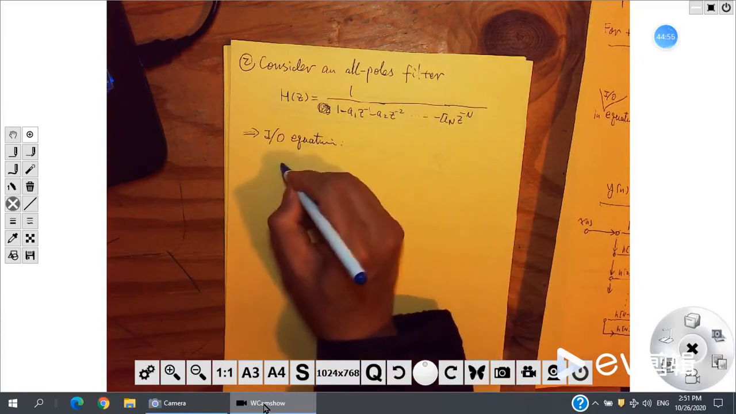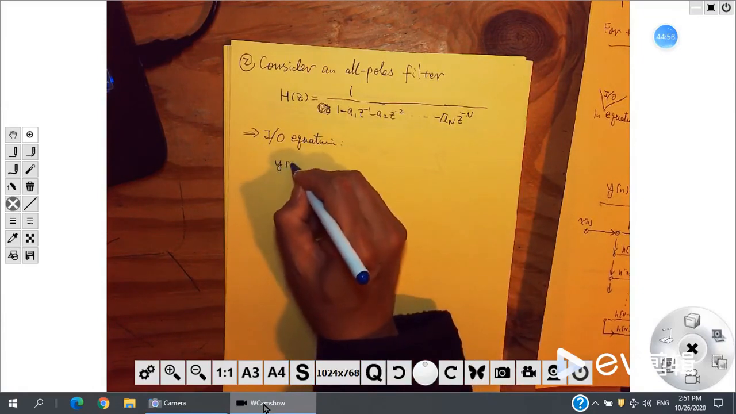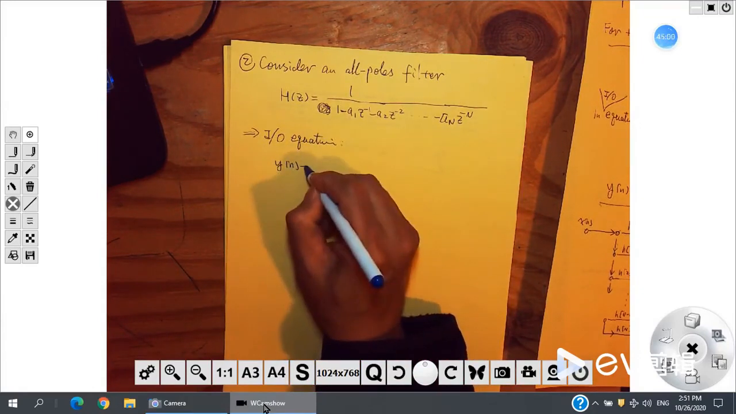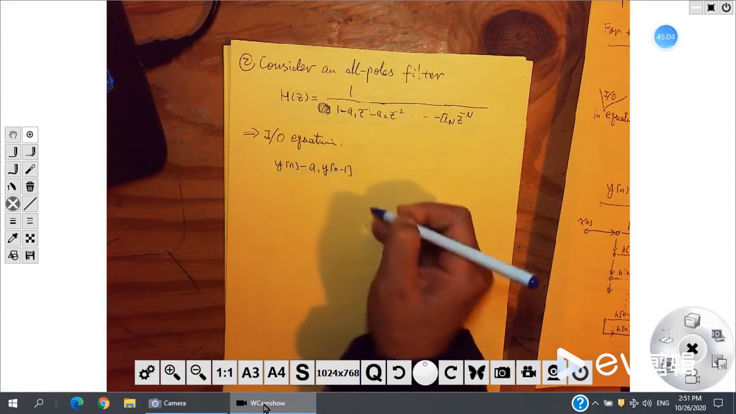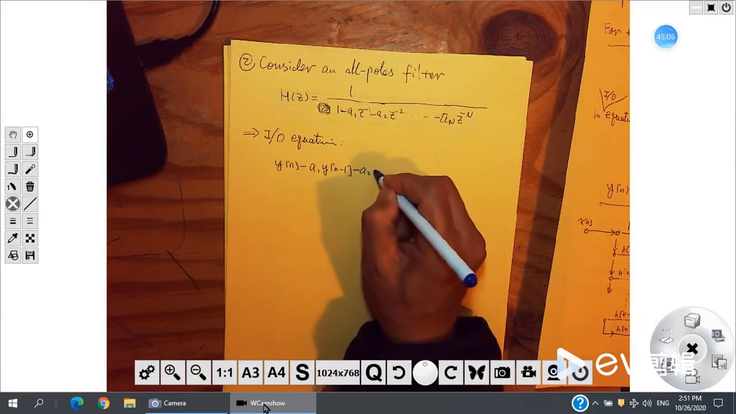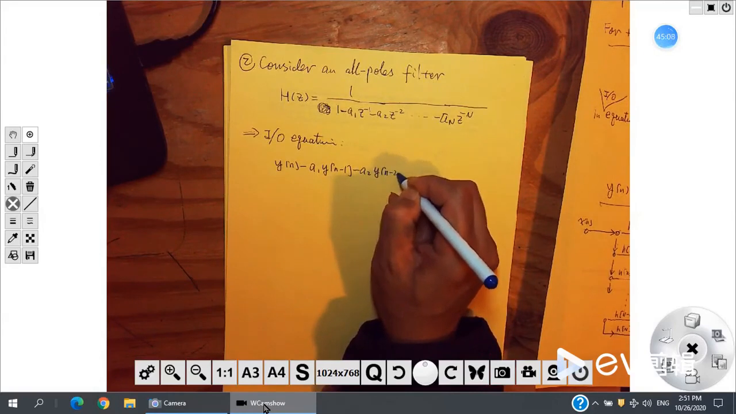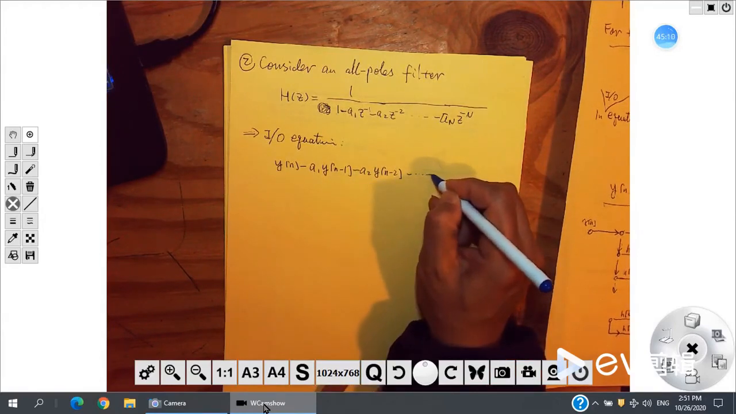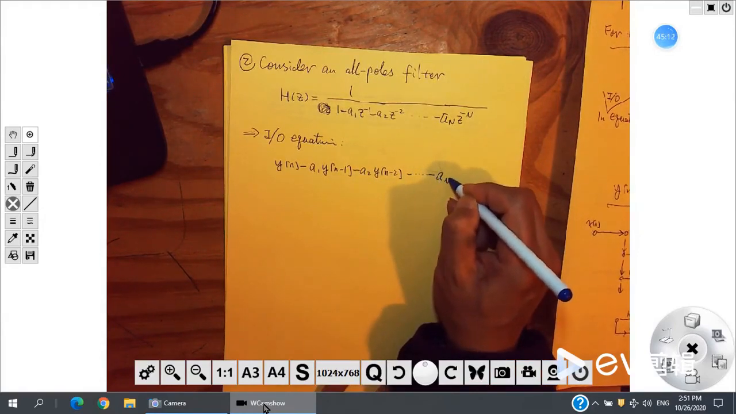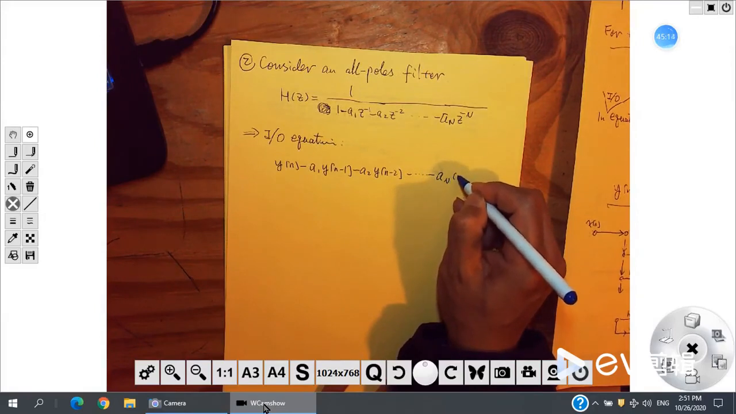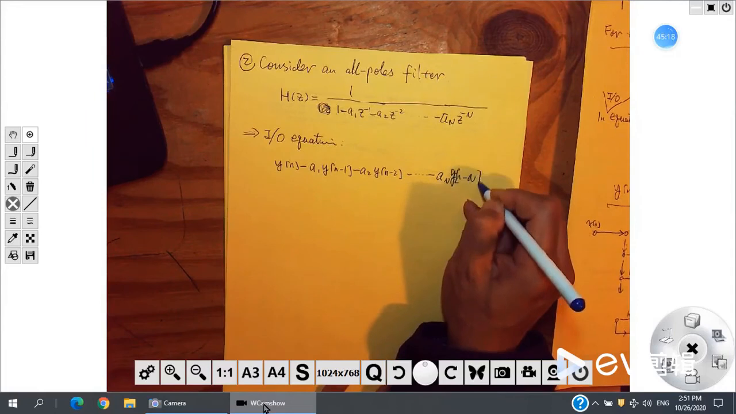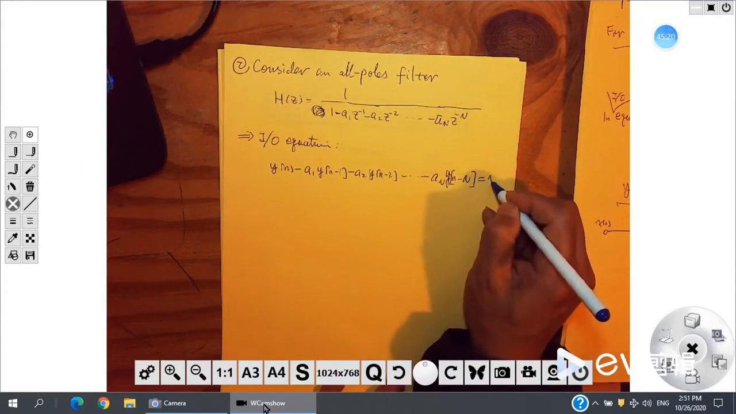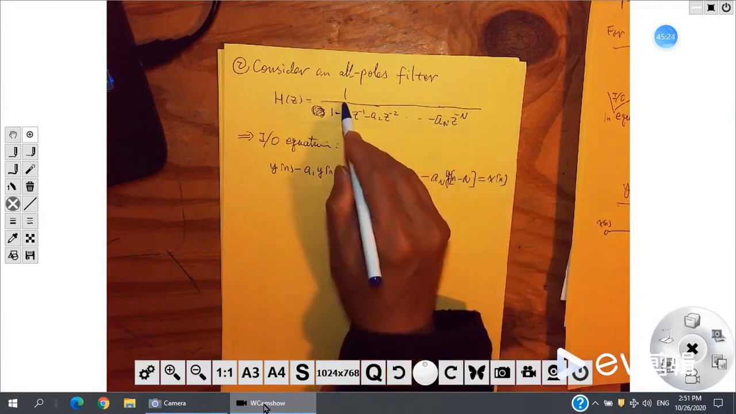It is y of n, right? The first one. Then minus a1 y with 1 delay, minus a2 y with 2 delays, minus until minus a N with capital N delays of y, equal to, okay, this side just x of n. Because this is 1, nothing changed, just the input.